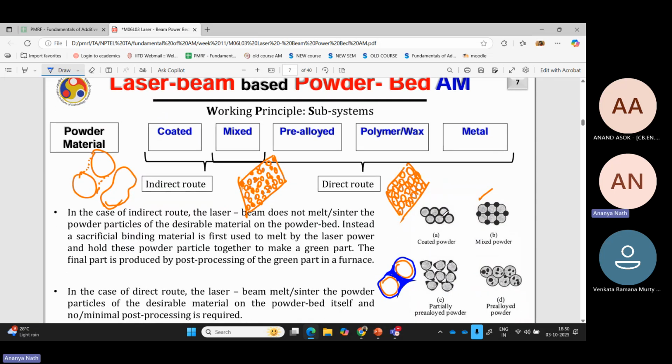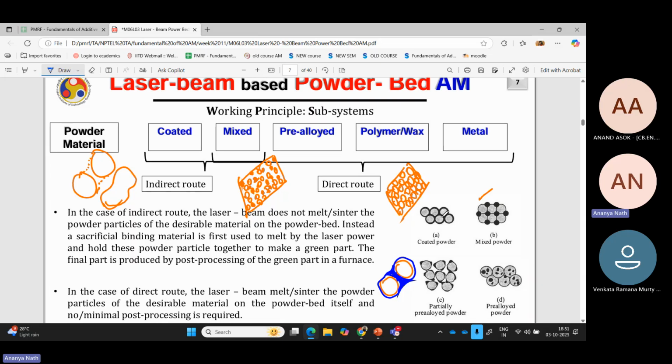Then in the subsystem, for the material, it's a little different than DED again. In DED, you cannot work with polymers. There is no polymer DED present, but we have the polymer PBF. So PBF can be used for making both metal and polymer parts. Metal can be used for sintering and melting, both cases, but for polymer, it's a little difficult to melt polymers and then fuse. So sintering will be the better option. So sintering is used for polymers, and melting and sintering both are used for metals.